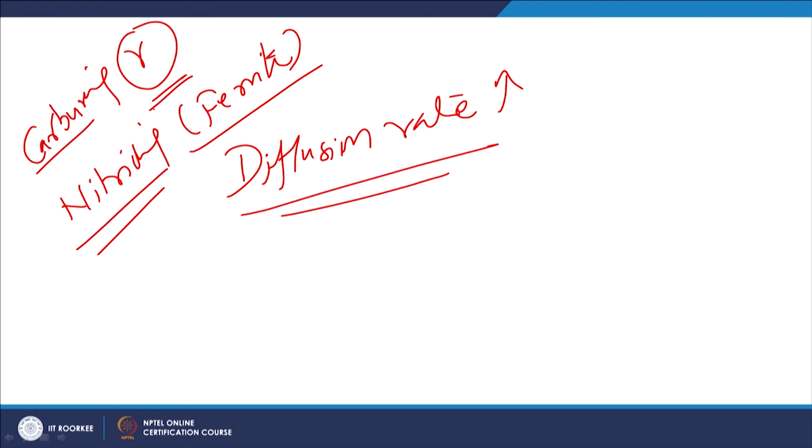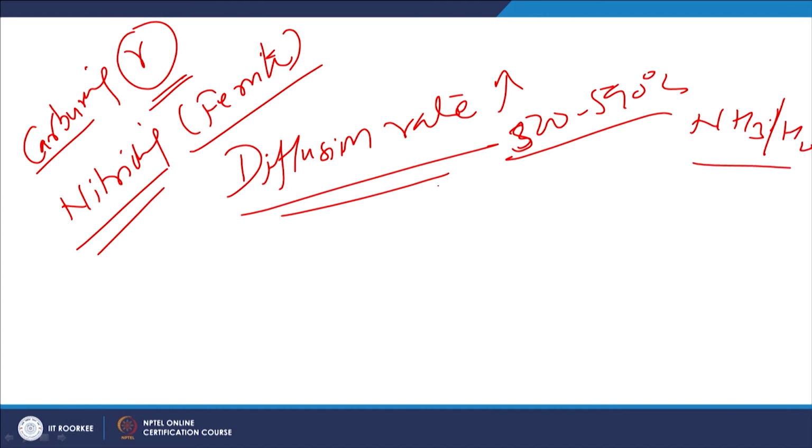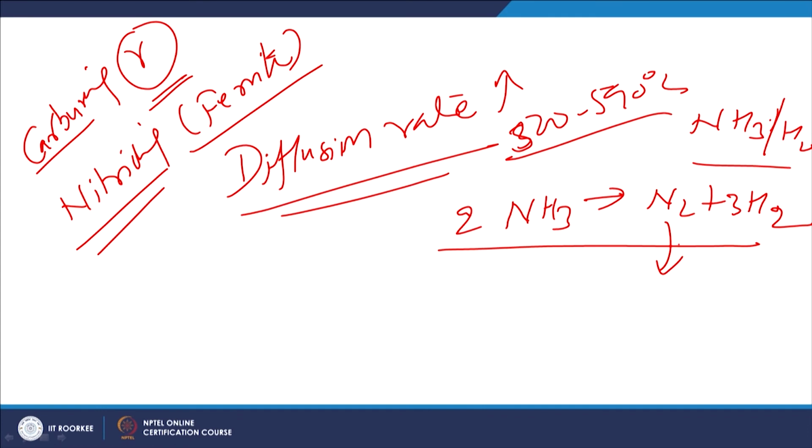So, we get a much better diffusion rate in the ferritic condition. At this temperature of around 500 to 590 degrees centigrade, when this gas mixture is passed into the chamber, it leads to certain reactions: NH3 decomposes into nitrogen plus hydrogen. So this is one reaction, and it makes nitrogen available all around the component which is to be processed through nitriding.